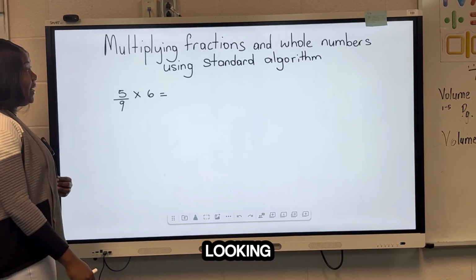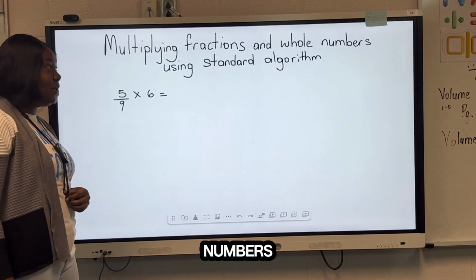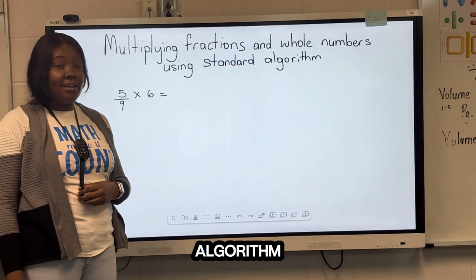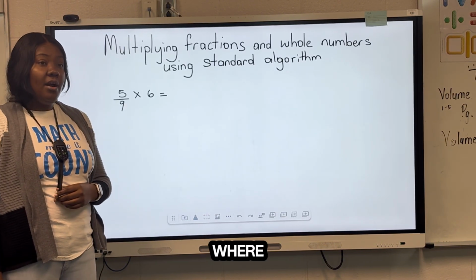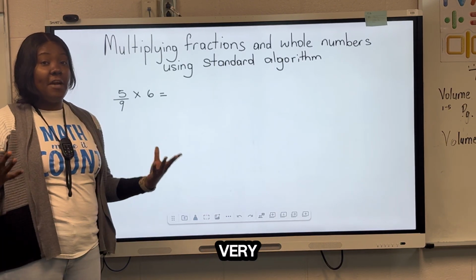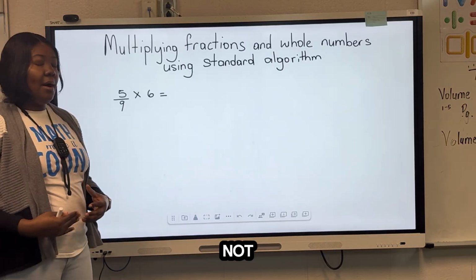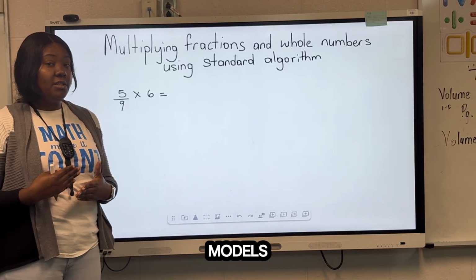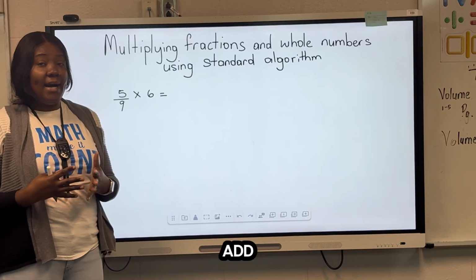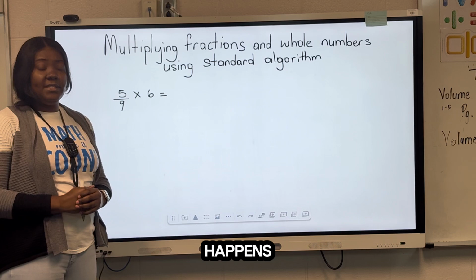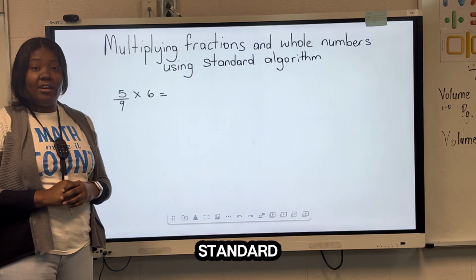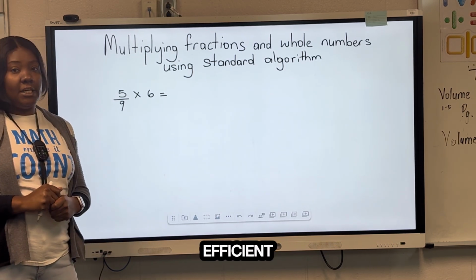Today, we're going to be looking at multiplying fractions and whole numbers using the standard algorithm. There are going to be some circumstances where your whole number is very big and you will not be able to draw models or repeatedly add so many times. Now, if that happens, boys and girls, using the standard algorithm would be more efficient.